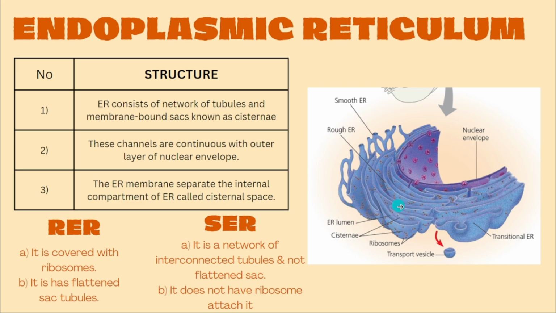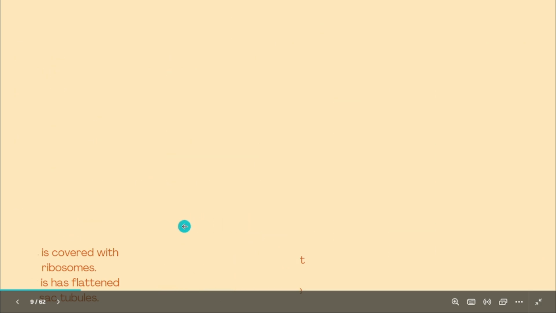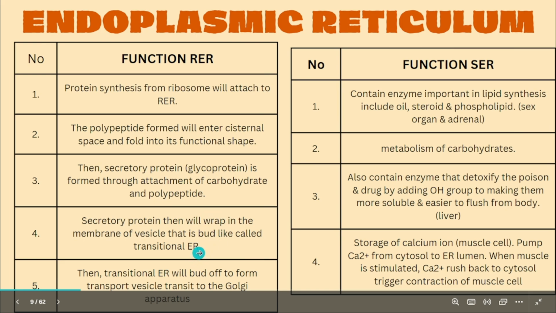Once they are formed, they will fuse to the structure of the RER to form the transitional ER. It will form like this. Already has the circular shape, meaning that the transitional ER contains secretory protein already. And then once the transitional ER is formed, they will part off to form the transport vesicle. So this vesicle later will go down to the Golgi apparatus for further modification. Okay, so this is the function of RER.